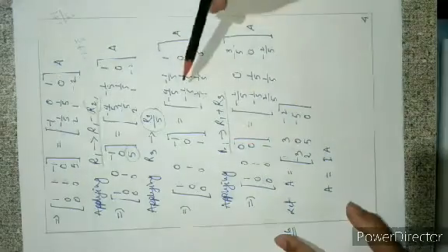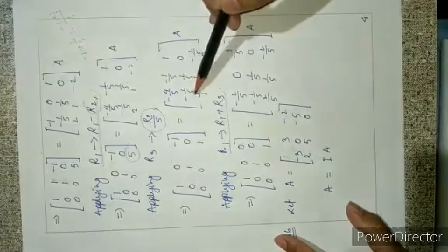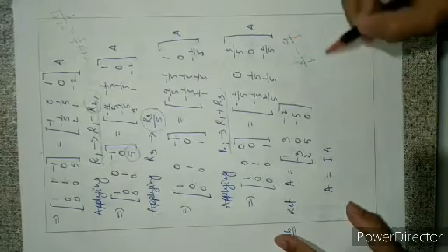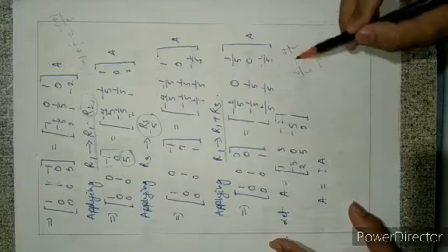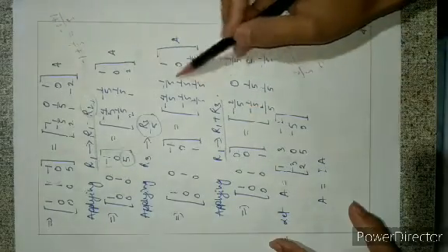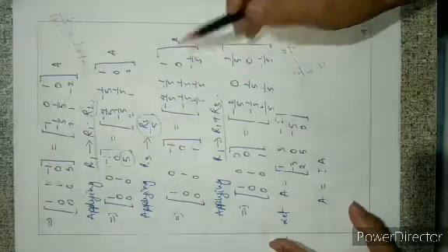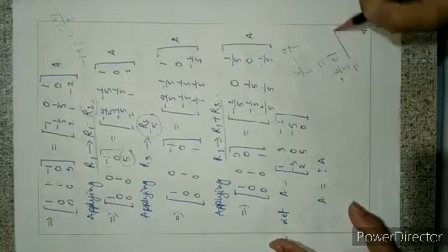2 by 5 plus minus 4 by 5. They have the same denominator. Find the difference of the numerators: 2 minus 4 will be equal to minus 2 by 5. And 1 by 5 plus minus 1 by 5 is equal to 0. Minus 2 by 5 plus 1.